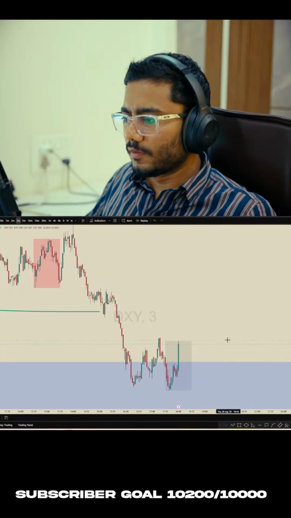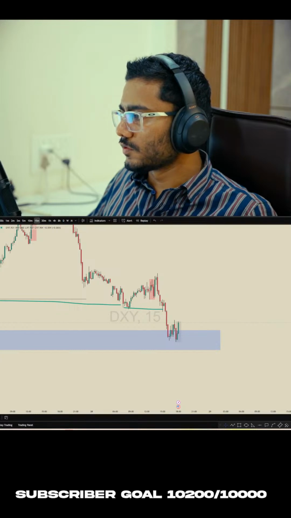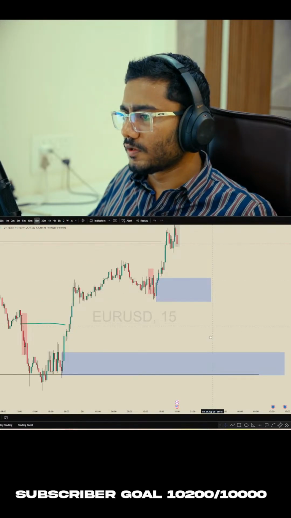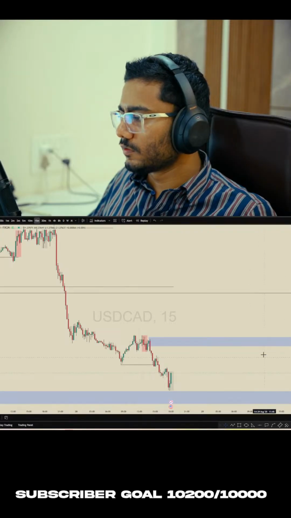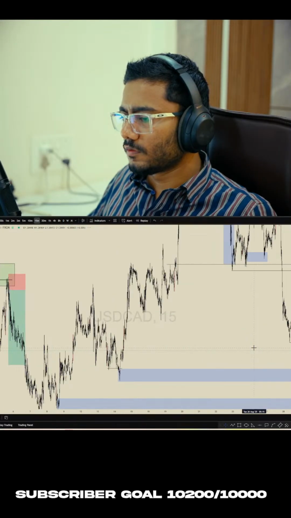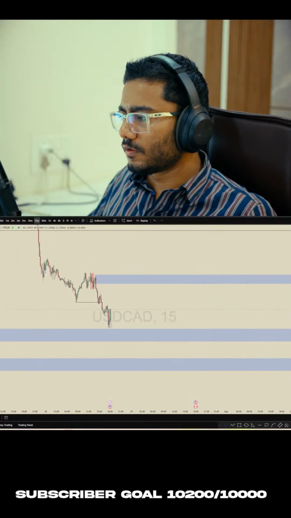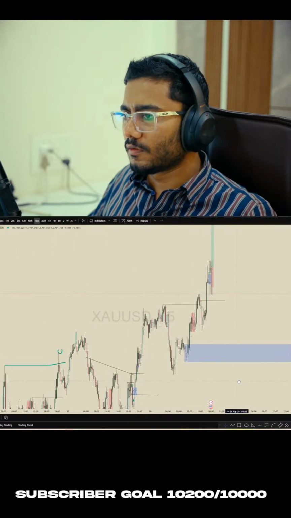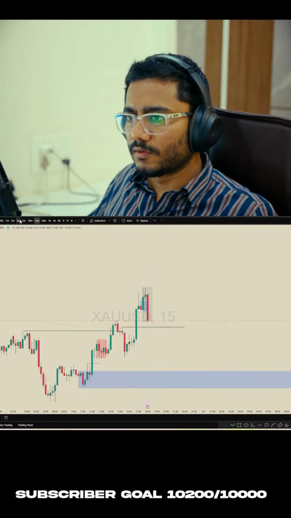I don't think so. Price can return. So maybe we can get a reversal on DXY. So probably Euro USD will start to go down from here. Okay. And let's wait for price to reverse from here.